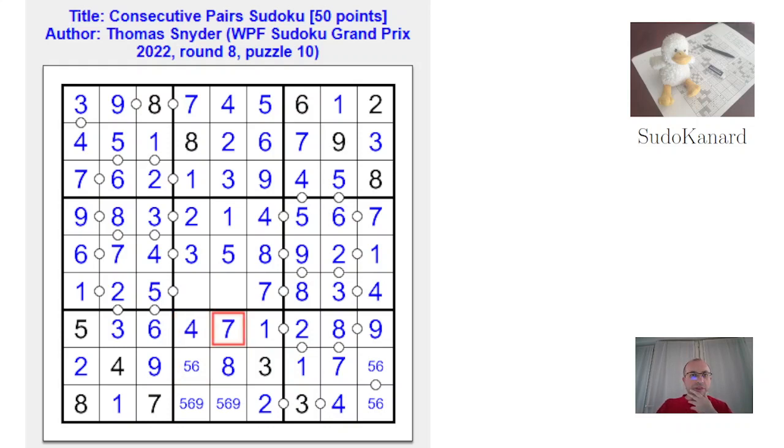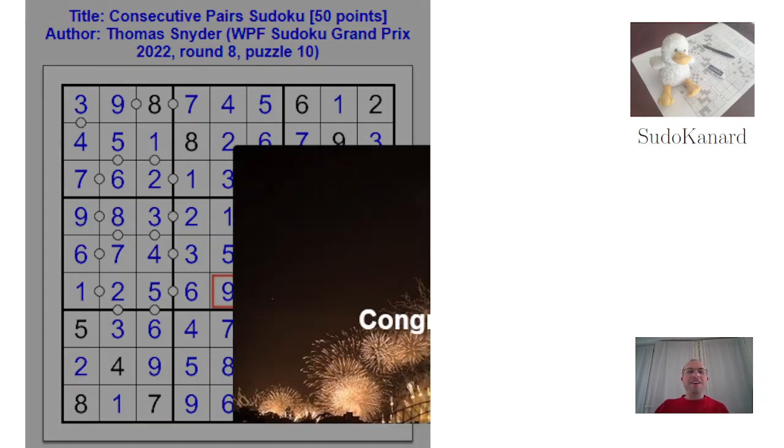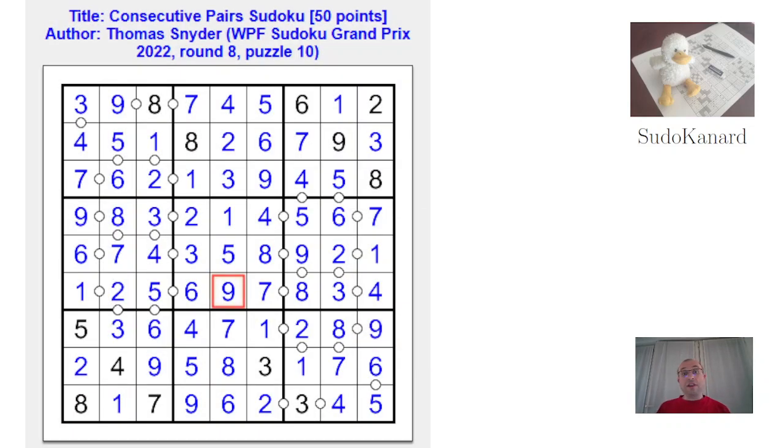So how do I finish this? Oh, next to the 5, this should be consecutive, so that's a 6. 9 here, 6 there, 5 and 6, and finally a 9 in here. Nice, very well put together.